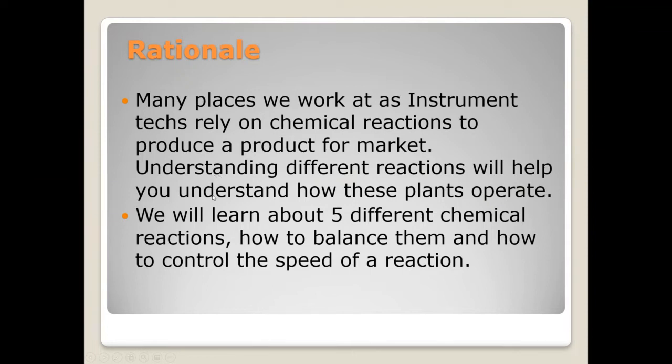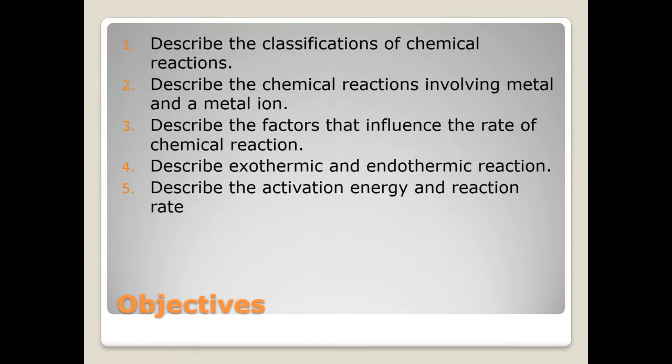In this module, we're going to learn about five different categories of chemical reactions, how to identify them, how to balance them, and then how we can also control the speed of a reaction. So reaction basics is what this ILM is giving us. The five objectives today: describe classifications of chemical reactions. We'll look at five different types of reactions and be able to identify them after that. We'll describe the chemical reactions involving a metal and a metal ion, which we've been doing already, so it shouldn't be too bad.